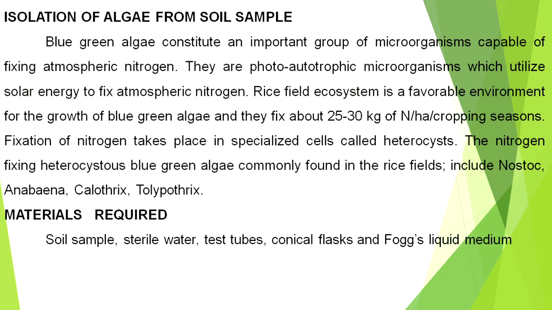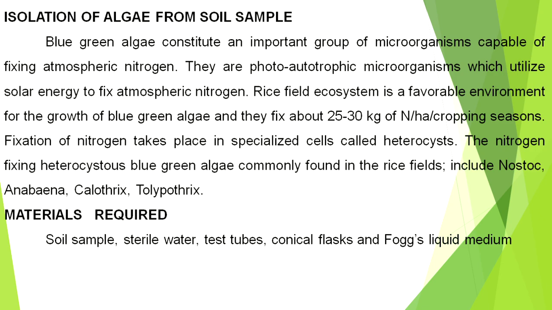Next, isolation of algae from soil sample. Blue-green algae constitute an important group of microorganisms for fixing atmospheric nitrogen. They are photoautotrophic microorganisms which utilize solar energy to fix atmospheric nitrogen. A rice field ecosystem is a favorable environment for the growth of blue-green algae, and they fix about 25 to 30 kg of nitrogen per hectare per cropping season.